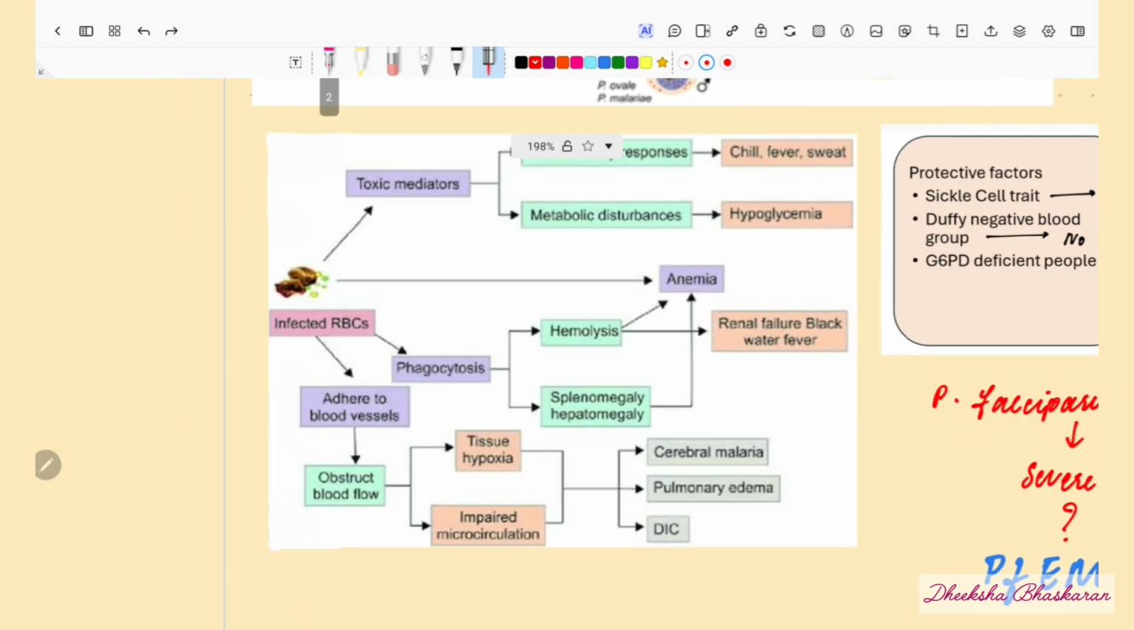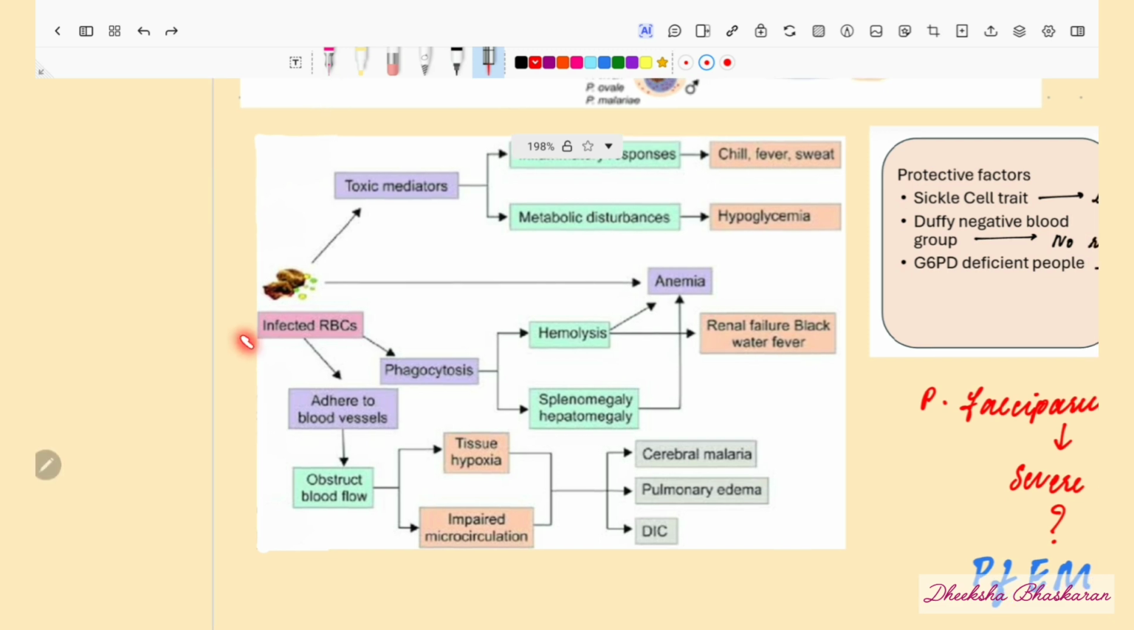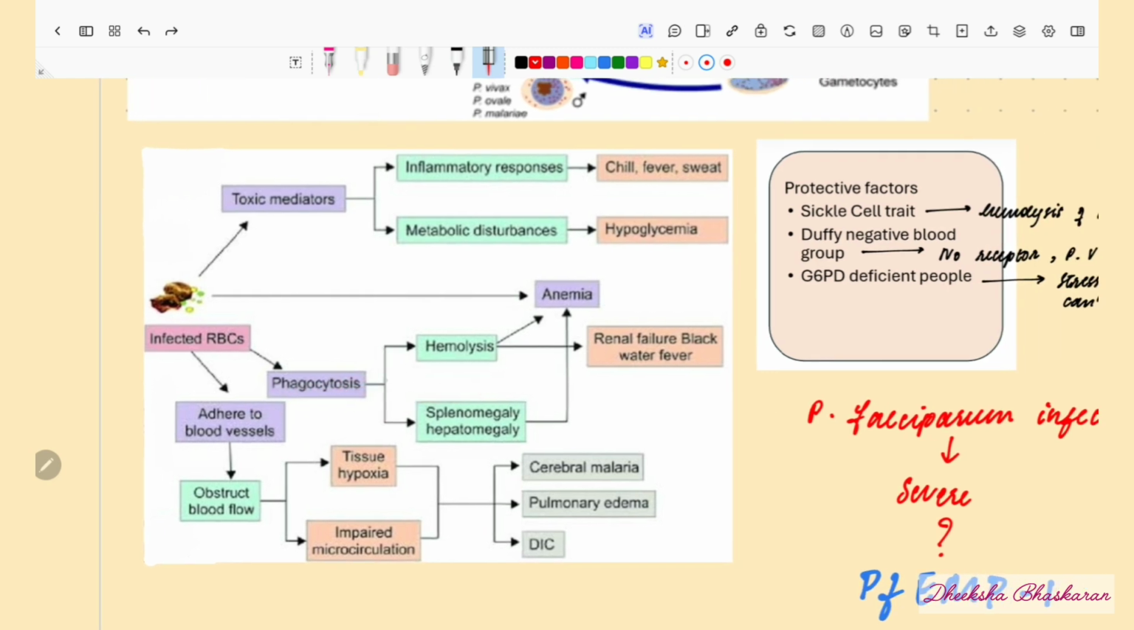What are all the manifestations? What is the pathogenesis that it can cause? The RBCs which are infected by parasites adhere to the blood vessels, and they can obstruct blood flow. We'll talk about adherence to blood vessels mostly in Plasmodium falciparum. We'll come back to it. The RBCs are infected, and phagocytosis of the RBCs occurs. The body is trying to defend itself, so it phagocytoses the RBCs, and there's hemolysis, rupture of the infected RBCs, that can cause anemia.